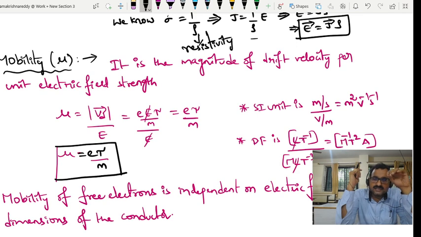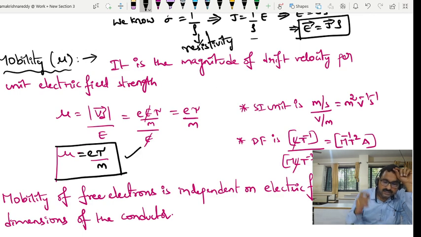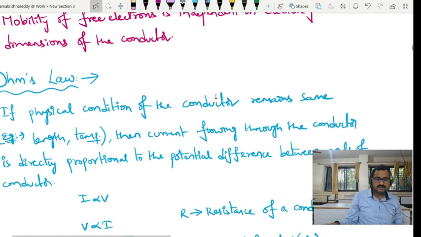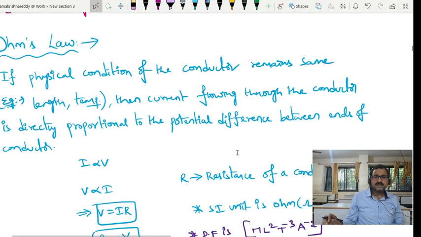Mobility of free electrons is independent of electric field and dimensions of the conductor. So what factors does the mobility of free electrons depend on? It does not depend on electric field and dimensions of the conductor. The relation you got there is mu is equal to E tau divided by m only. Here E means magnitude of charge of electron, tau is relaxation time, m is mass. So that's why we observe there is no electric field term in the final equation, so it is independent of electric field as well as dimensions of the conductor.